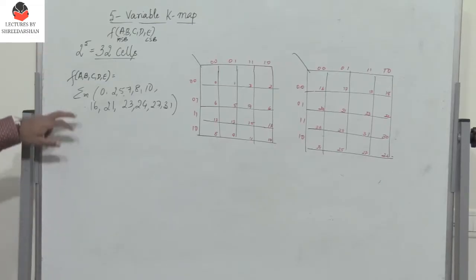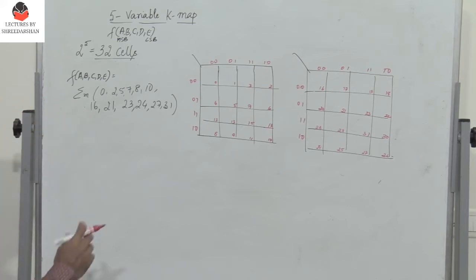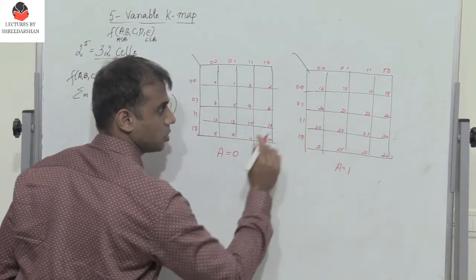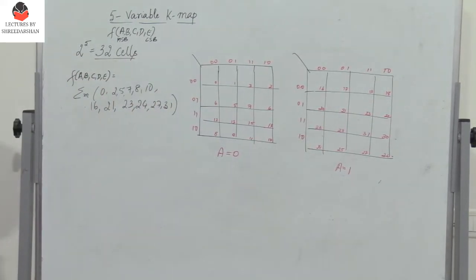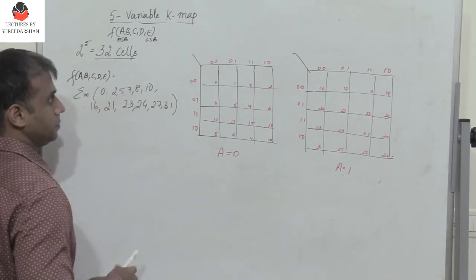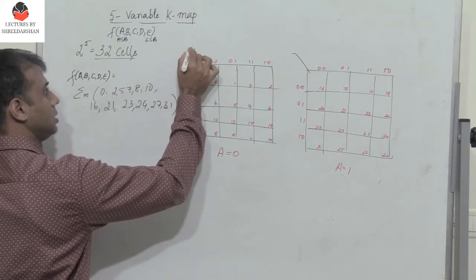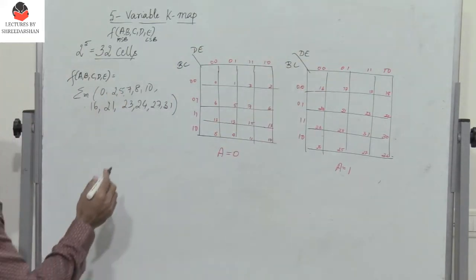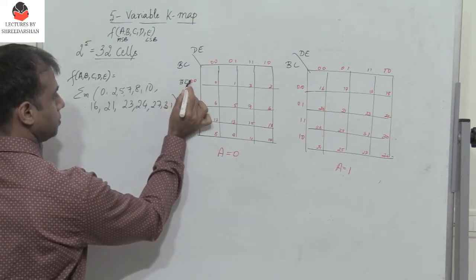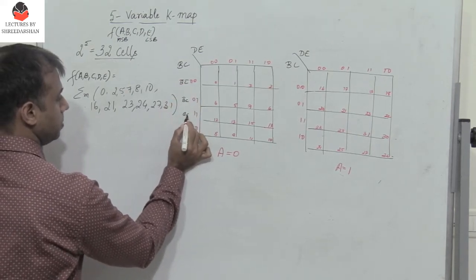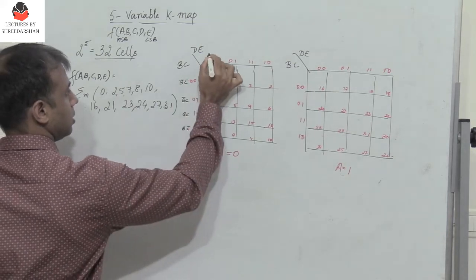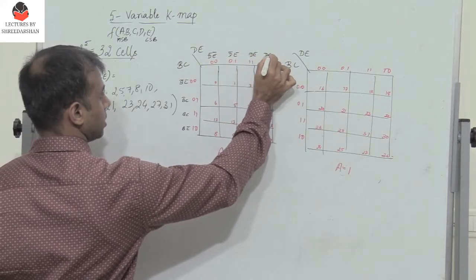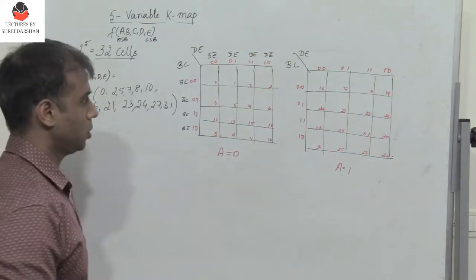So we consider the next example where I need to simplify this expression. Of course this corresponds to A equal to 0 and this K-map corresponds to A equal to 1, and I write the other variables B, C, D, E. So this is B, C, D, E, and then I have B, C, D, E, and similarly this is going to be B bar C bar, B bar C, B C, B C bar, and then D bar E bar, D bar E, D E, D E bar. And similarly for this K-map also.